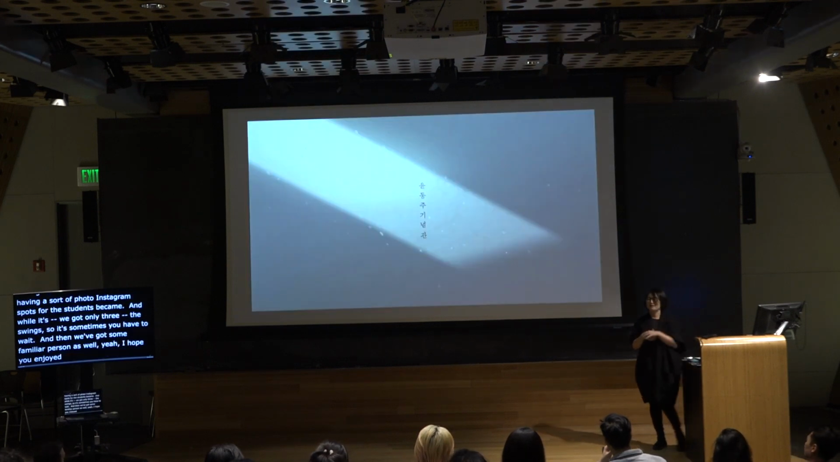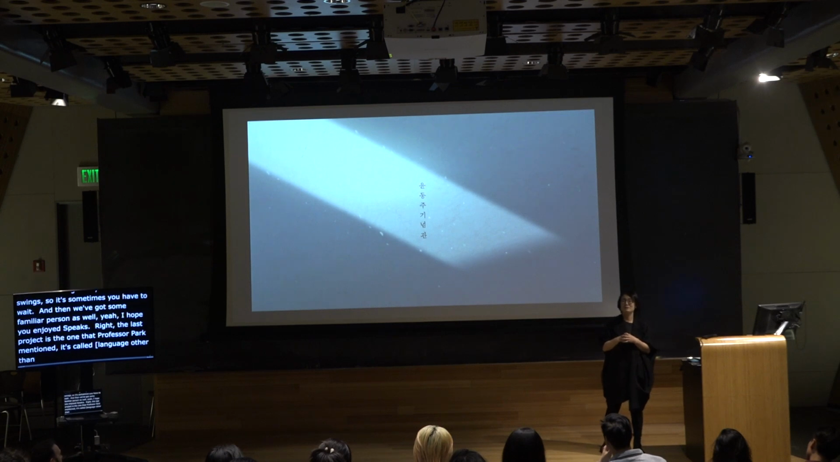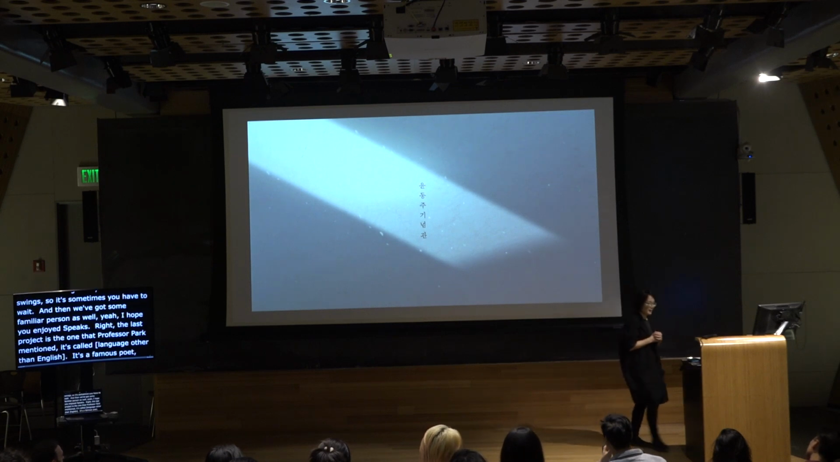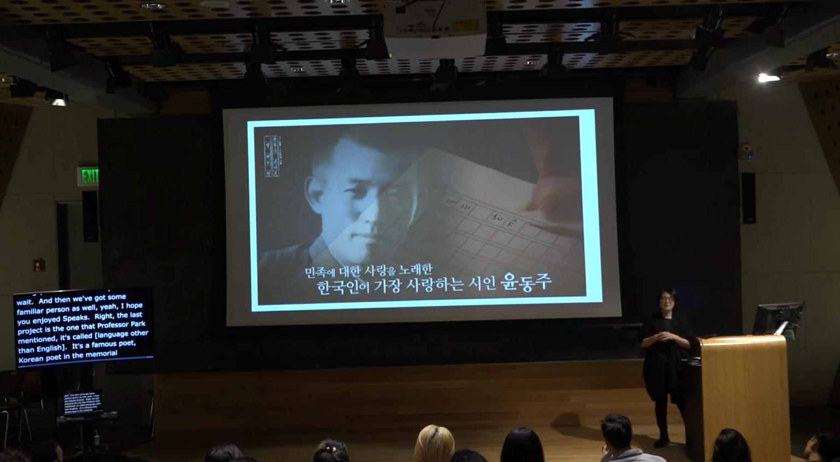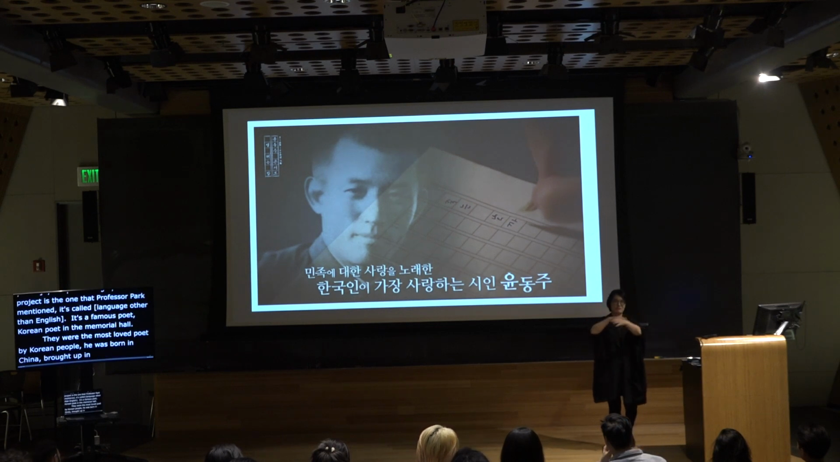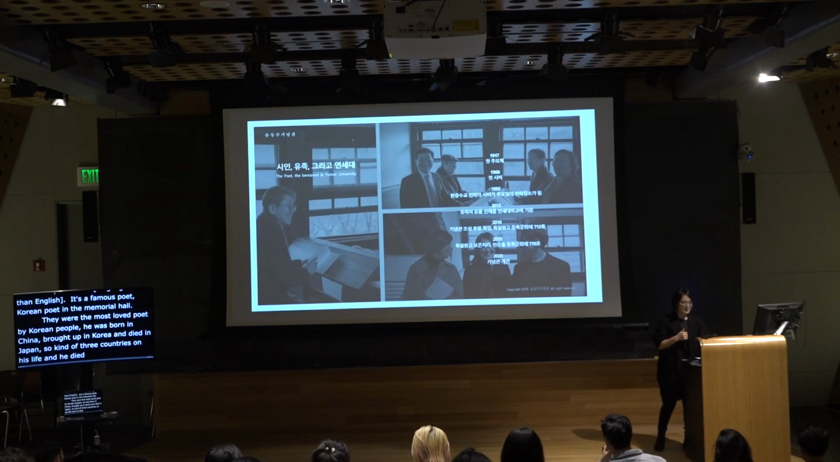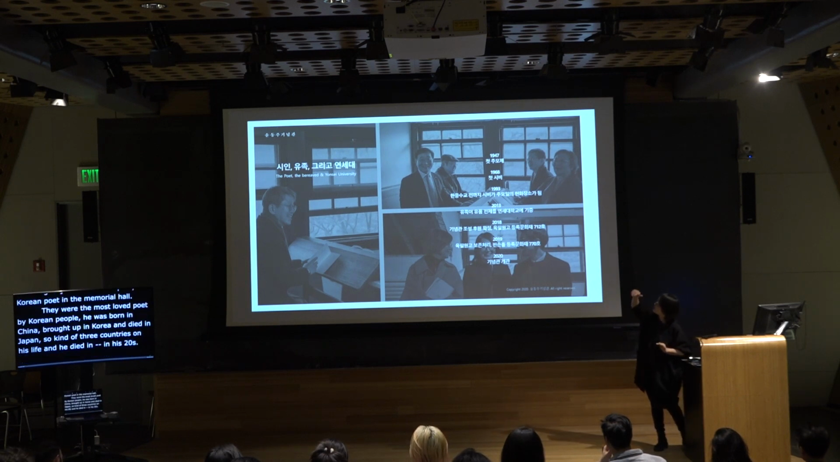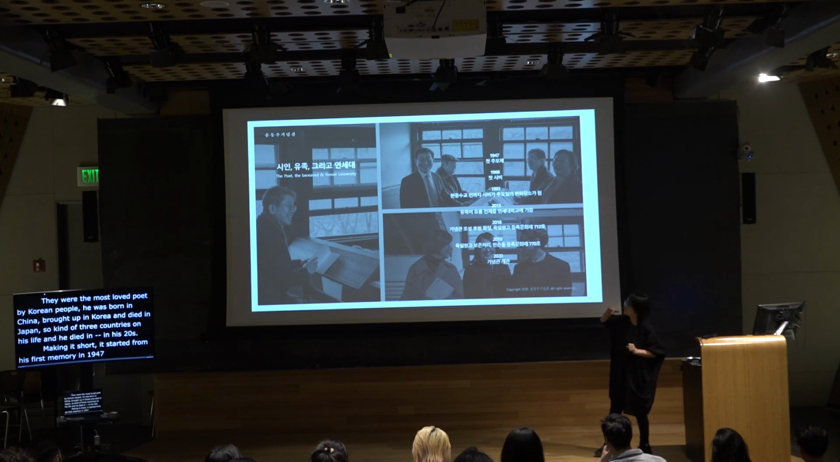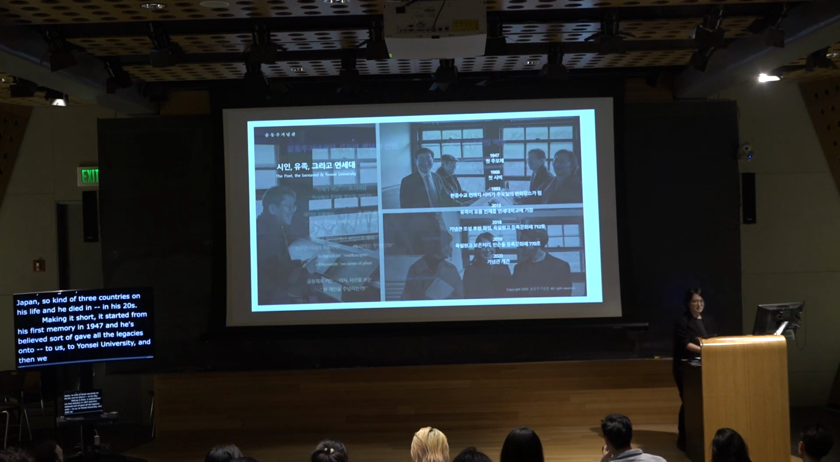Right, the last project is the one that Professor Park mentioned. It's called Yundongju Ginyeomgwan, meaning the Yundongju Memorial Hall. Yundongju is a famous Korean poet and was the most loved poet by Korean people. He was born in China, grew up in Korea, and died in Japan, so three countries are involved in his life, and he died in his 20s. Making it short, it started from his first memorial in 1947, and his bereaved family gave all the legacies to us, to Yonsei University, and we had a sponsor, and that's how the project started.